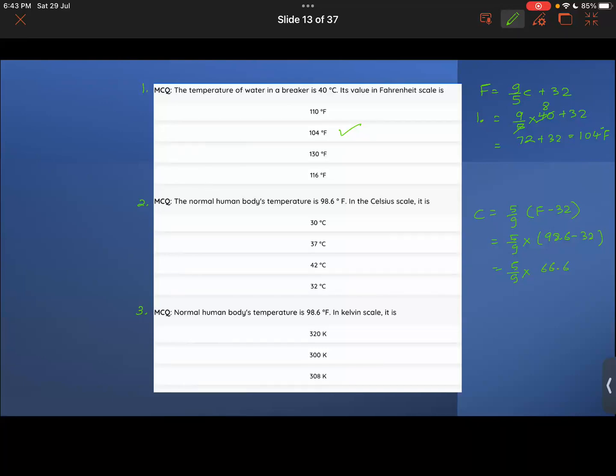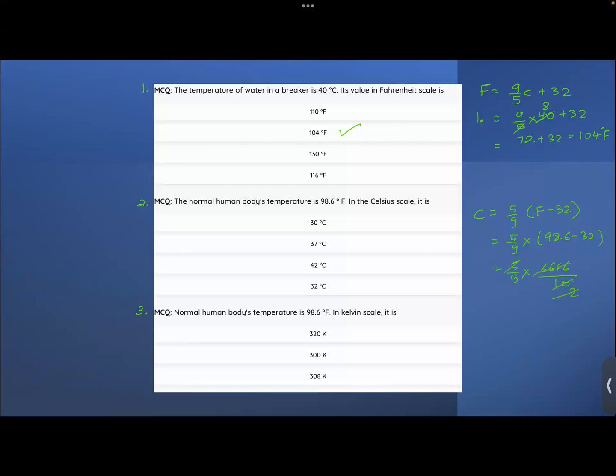66.6, right? So we can remove this decimal, and 10 will come in the denominator. To cancel this, it's 333 divided by 9. So that is how much? We can still simplify it further. 111 upon 3. So that is approximately 37 degrees Celsius, right? Yes, sir. Okay, so that is the answer.